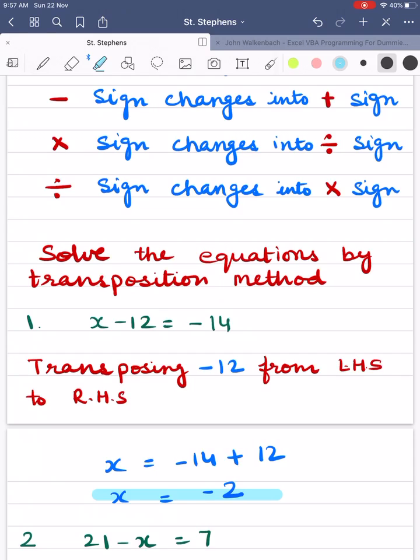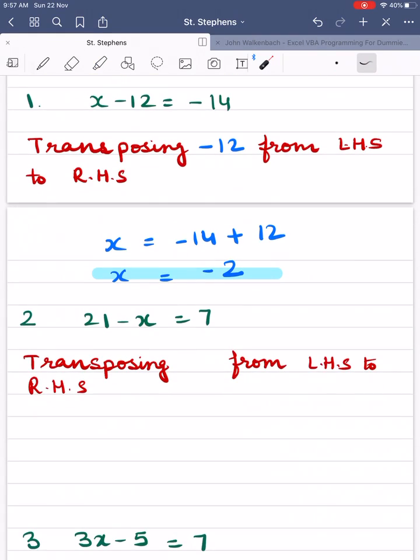Now let's solve the equation 21 minus x is equal to 7. So we will transpose 21 from left hand side to right hand side. So here it is plus 21. When we transpose, it will get subtracted. So we have here transposing 21 from left side to right side. So we get minus x is equal to 7 minus 21. So minus x is equal to minus 14.